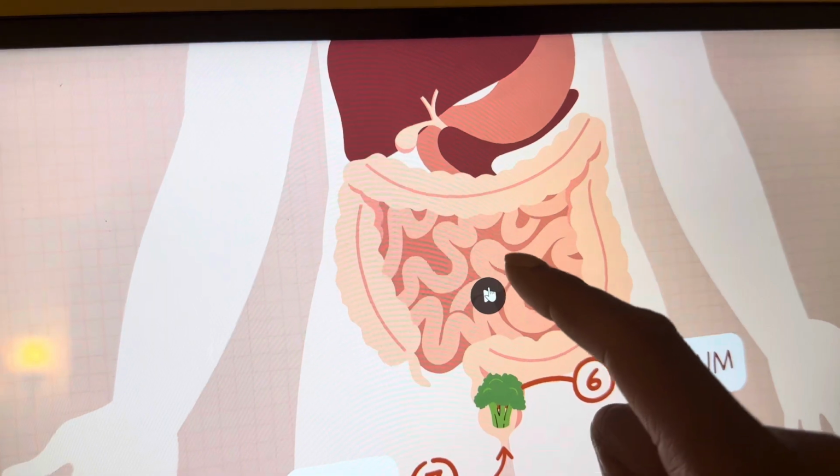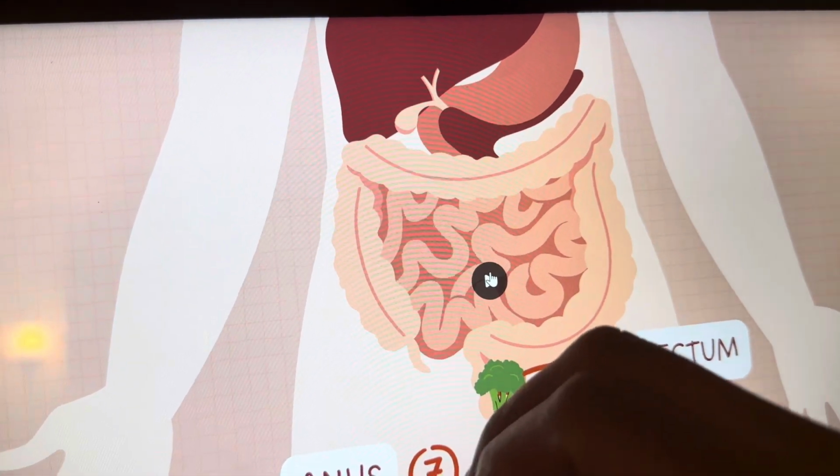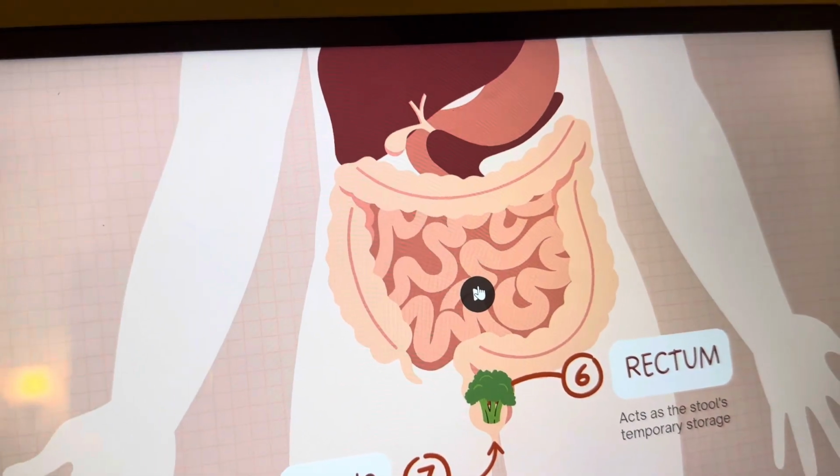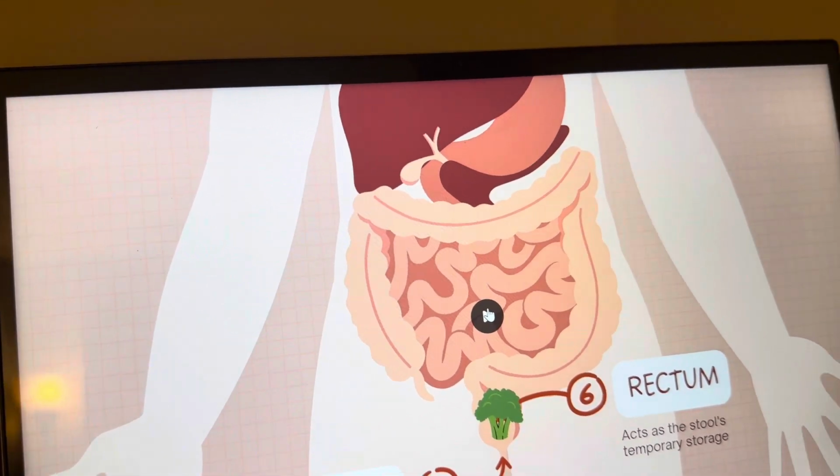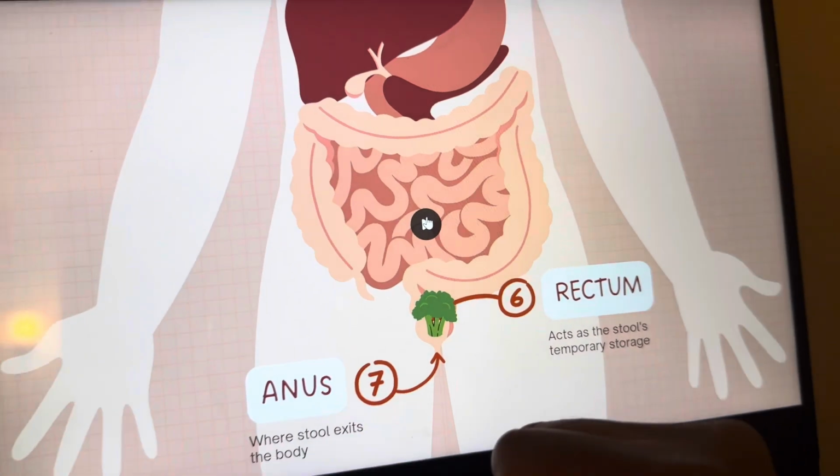How does the stomach know that you've eaten? Well, there are signals sent to your brain, and then your brain communicates to your stomach to release the gastric acid. Excellent. These are really good topics.